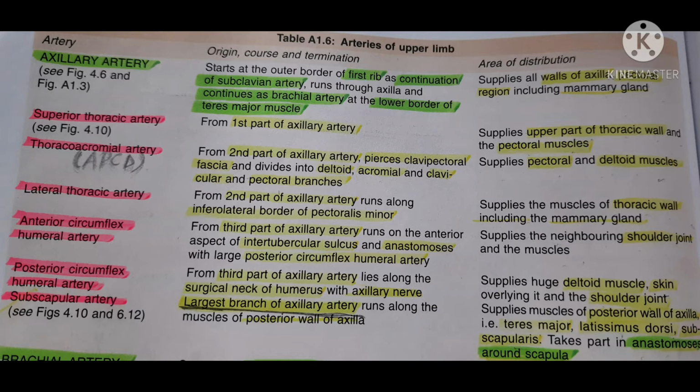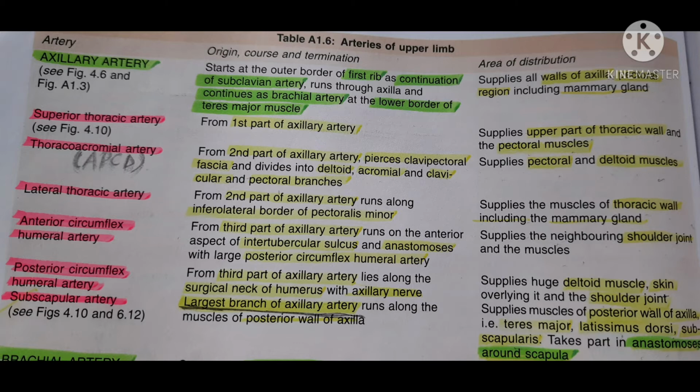Large posterior circumflex humeral artery, from the third part of the axillary artery, anastomoses and runs along the surgical neck of the humerus with the axillary nerve. Supplies the neighboring shoulder joint and the muscles overlying it, and the circumflex humeral artery lies along the surgical neck of the humerus with the axillary nerve.